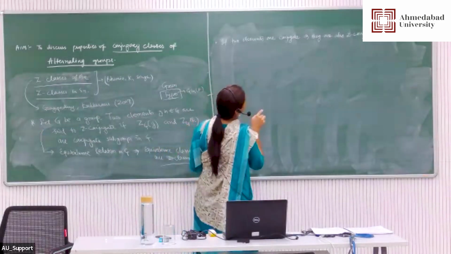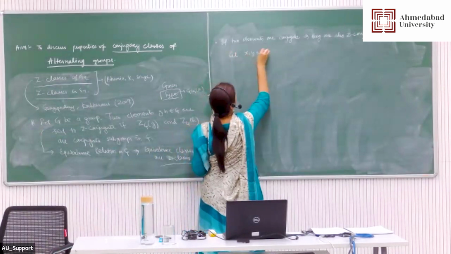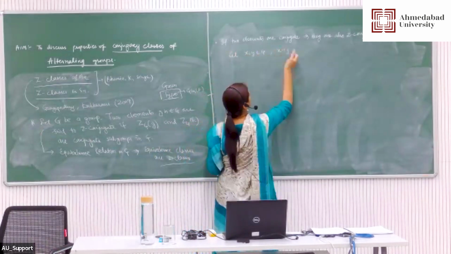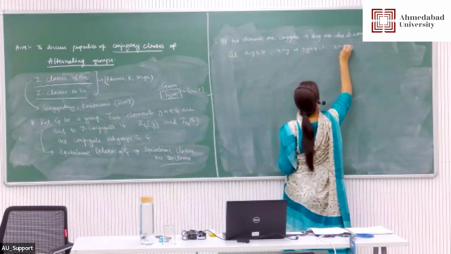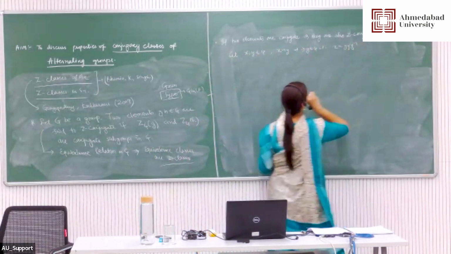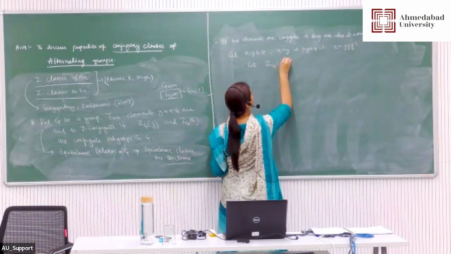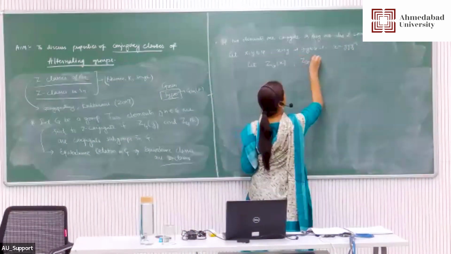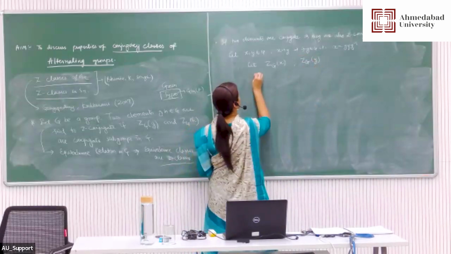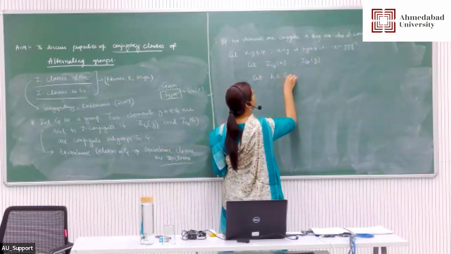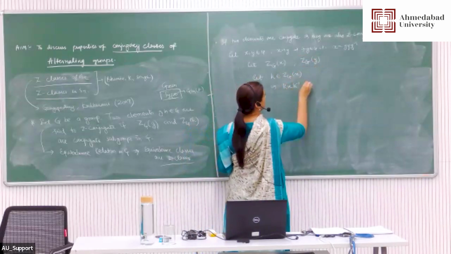If two elements are conjugate, then they are also Z conjugate. So let x and y belong to G and x is conjugate to y. This means there exists g belonging to G such that x is equal to g y g inverse. Next, this is the centralizer of x, and this is the centralizer of y. Then I want to show that their centralizers are also conjugate. So let k belong to the centralizer of x.